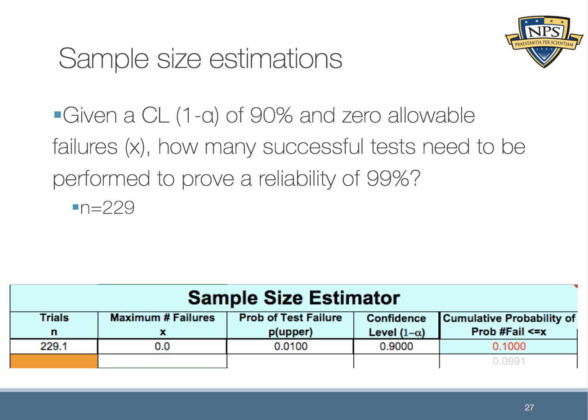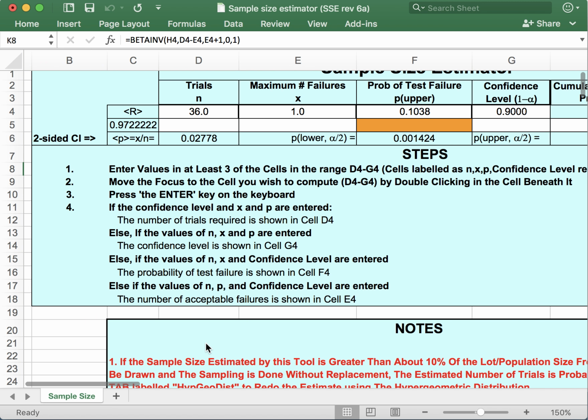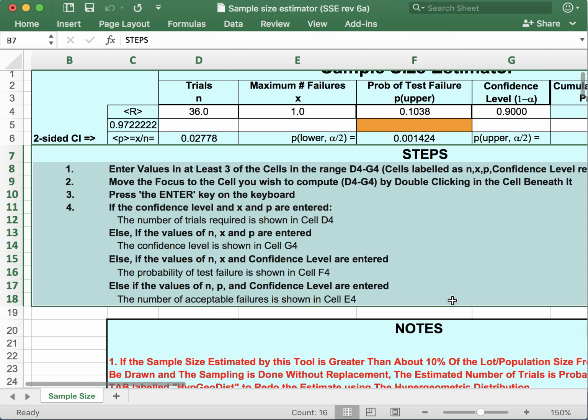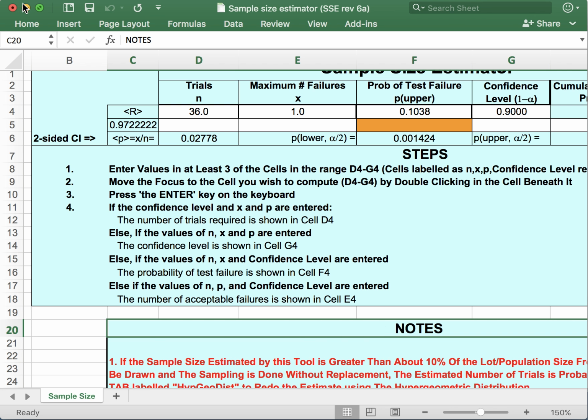This is just another example. So at this point, it's kind of belaboring the point a little bit. Given a confidence level of 90% and 0 allowable failures, how many successful tests need to be performed to prove a reliability of 99%? So again, probability of failure 0.01, confidence level 0.9, 0 for a maximum number of failures. Make sure to double click where the orange box is to make sure that it's calculating the right variable, and it'll calculate a 229. I think I showed that exact example a minute ago. And just a reminder, these steps in this box in here will walk you through how to use this calculator.